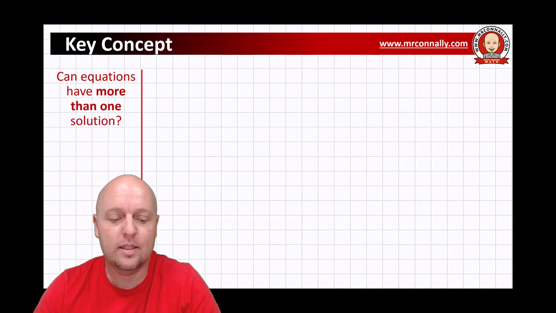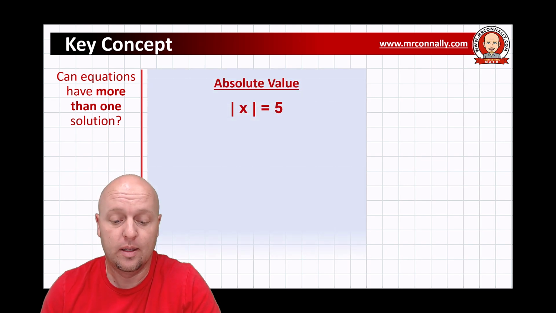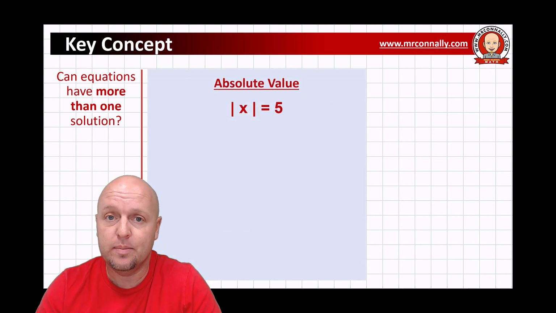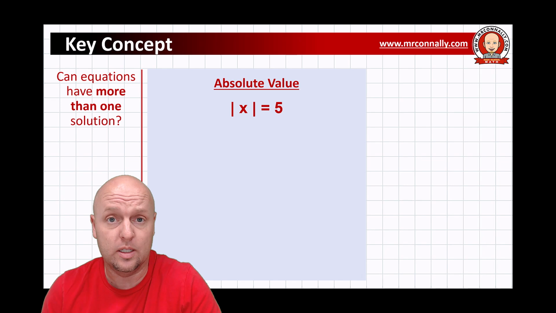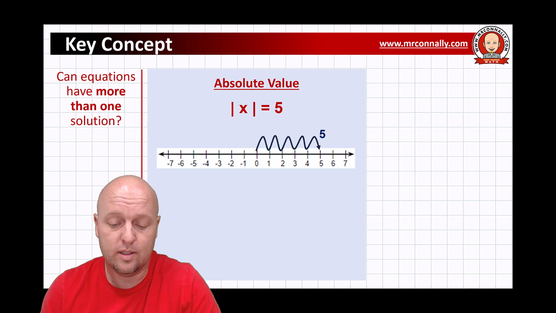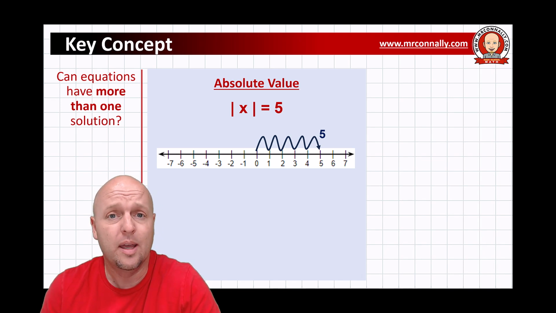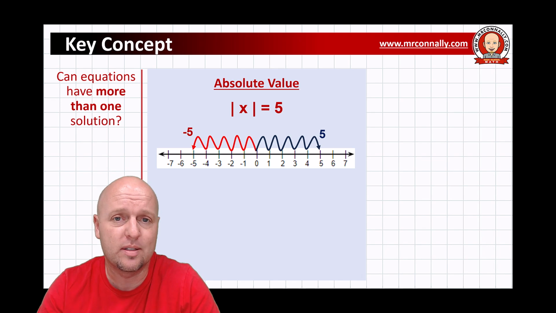Key concept: can equations have more than one solution? Well, one thing comes to mind: absolute value. If I take the absolute value of a number and it equals 5, then that means that there's two possibilities. What am I thinking of? Well, since absolute value is the distance from 0, there would be 5, because we go 5 spaces to the right. But technically, we could also go 5 spaces to the left. And that would also give us an answer of 5 if we took the absolute value of it. So because of that, absolute value equations have two possibilities. Okay, and how we find those two possibilities, we'll find out in this video.